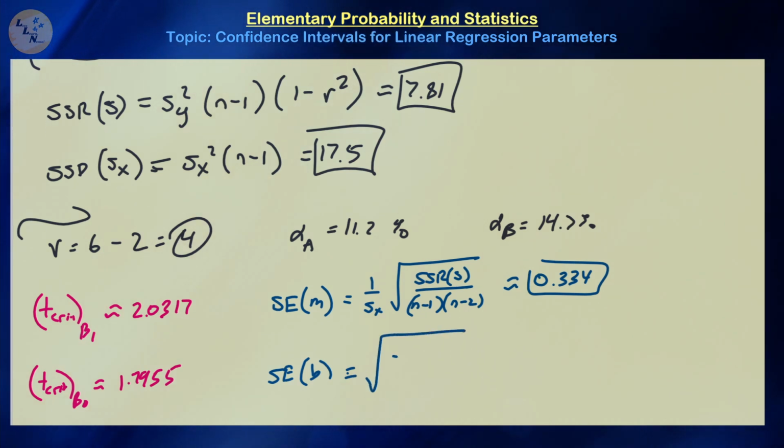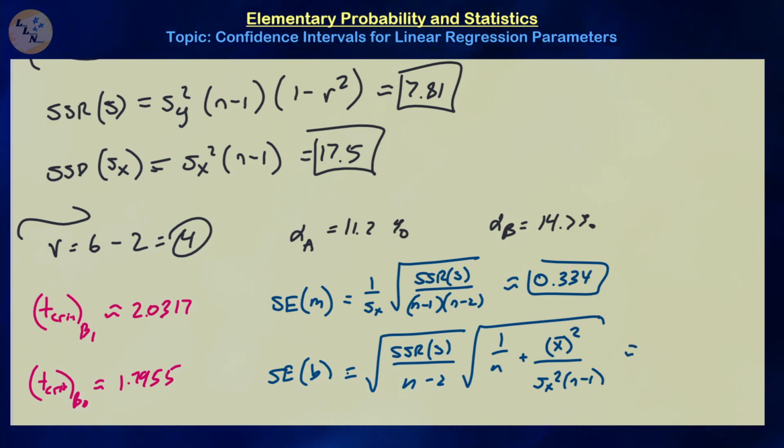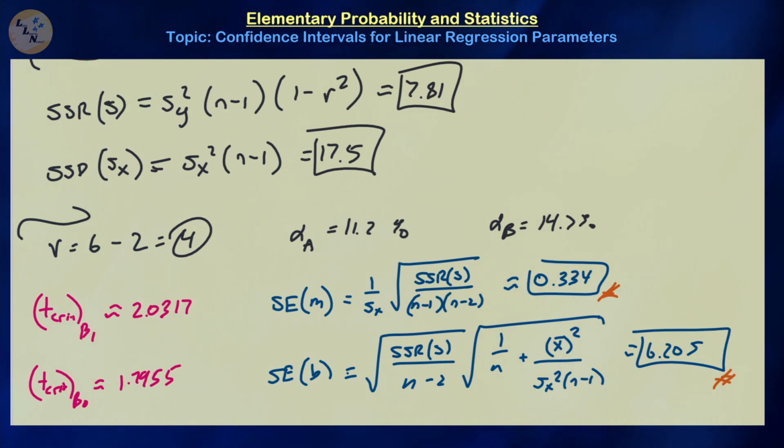The standard error associated with using b as an approximation for beta 0, remember, is going to be equal to the square root of the sum of squared residuals for S divided by n minus 2, times the square root of the reciprocal of the sample size plus the average of our independent variable squared over the variance of x times n minus 1, and that's going to come out to 6.205. Usually the slope margin of error is going to be significantly different than the standard error of what you're using, but that's not necessarily the case, though it is usually the case for basic studies.